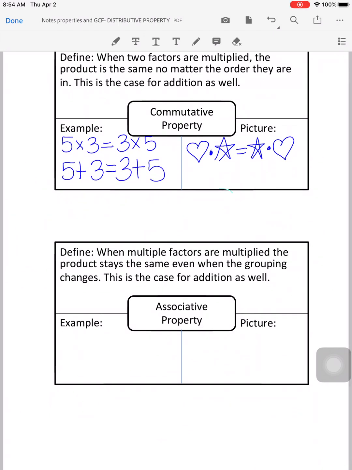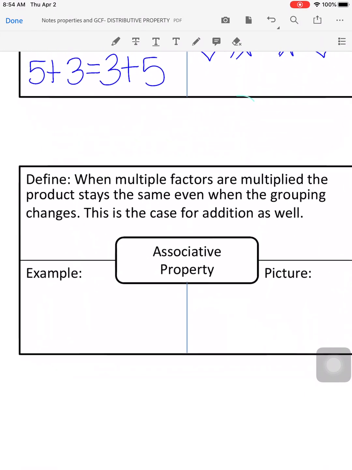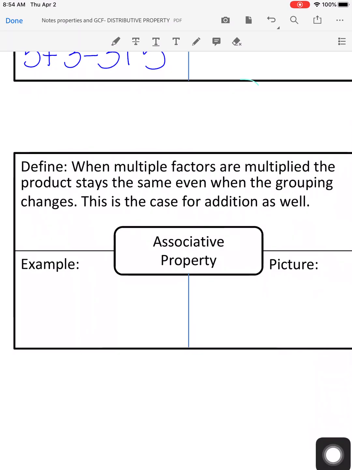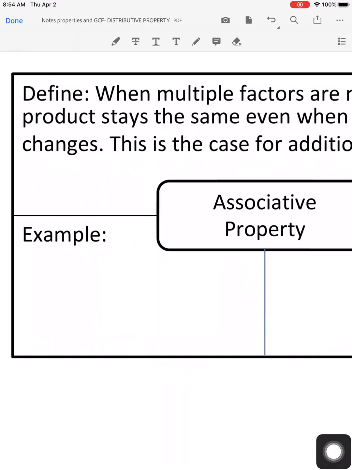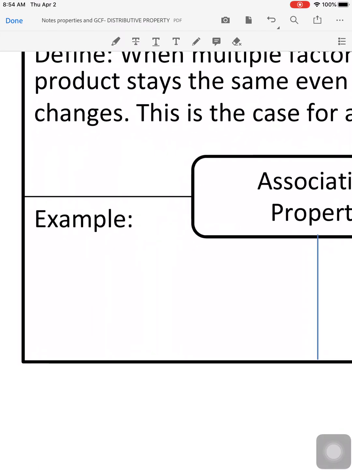Alright, the associative property is when multiple factors are multiplied, the product stays the same even when the grouping changes. And this is the case for addition as well. So we have an associative property of multiplication as well as an associative property of addition. Alright, so I'm going to do an example for both.